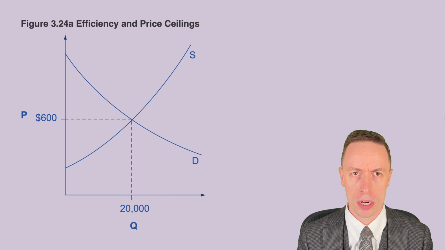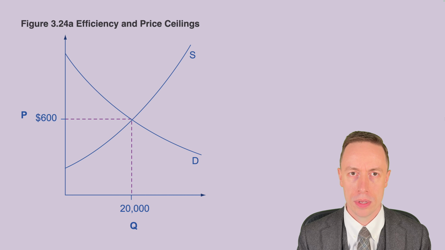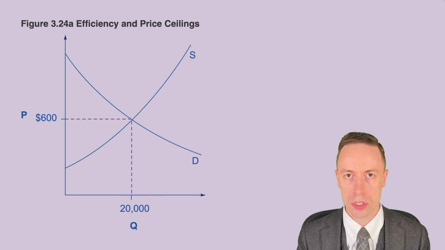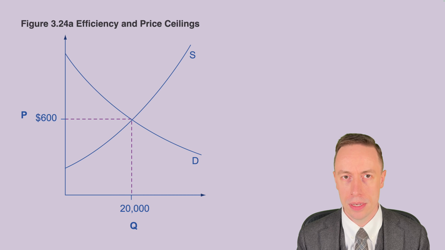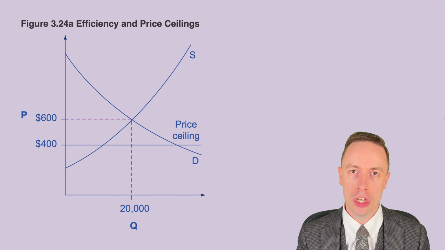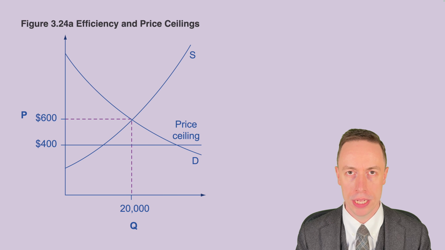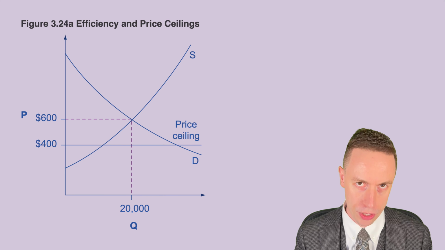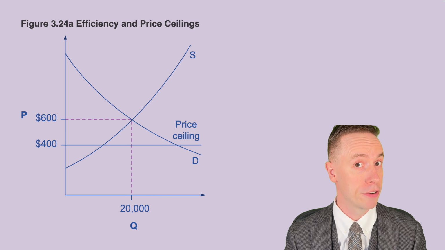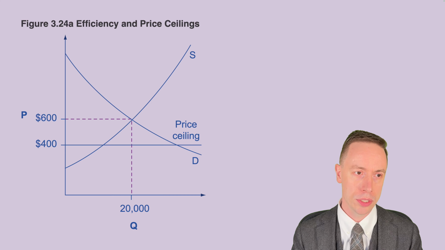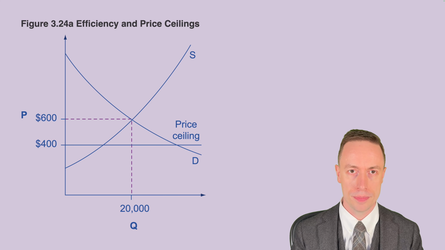Here we have a market at equilibrium. $600 product, 20,000 units being sold. Now here's a question. How does the efficiency of this market change if we put a price ceiling at $400? So a law that says you can't charge more than $400 for this thing. So now it's not going to be selling for $600 anymore. It's going to be selling for $400.